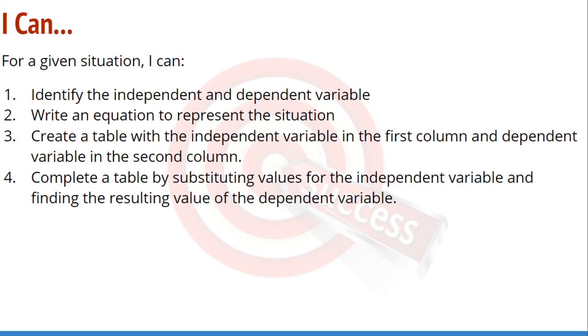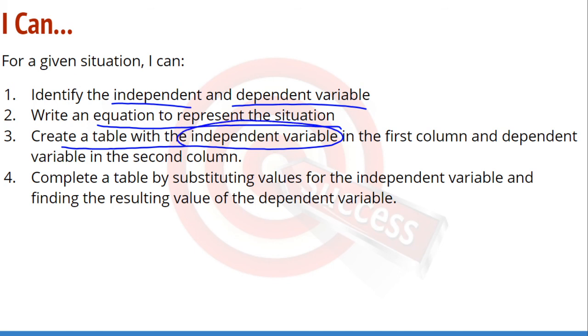Looking at the I can statements, hopefully you are feeling pretty comfortable that you can identify independent and dependent variables. Write an equation to represent the situation. Create a table having the independent variable in the first column and the dependent variable in the second column. And then substitute in some values. Put in some values for your independent variable, evaluate your equation to find what happens to the dependent variable.